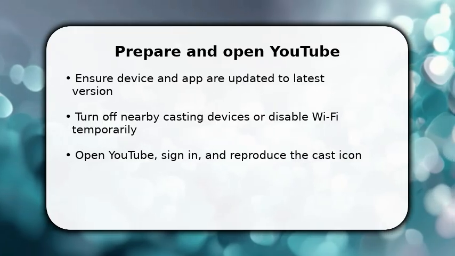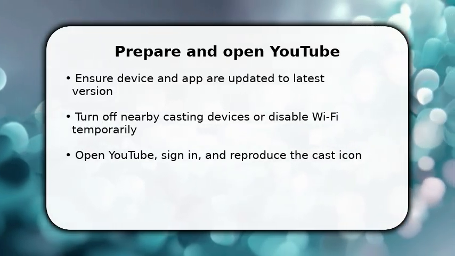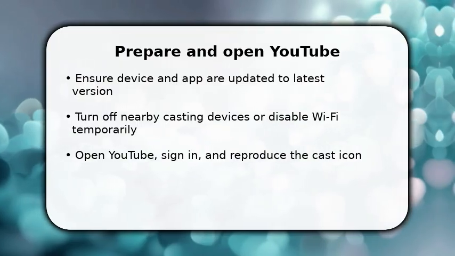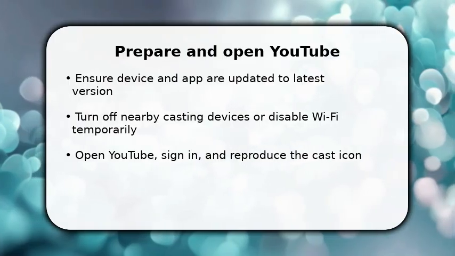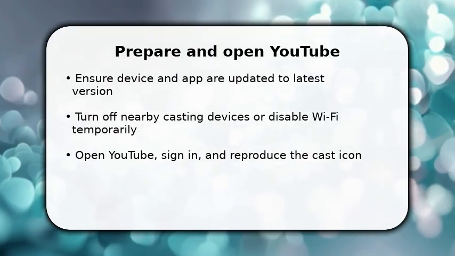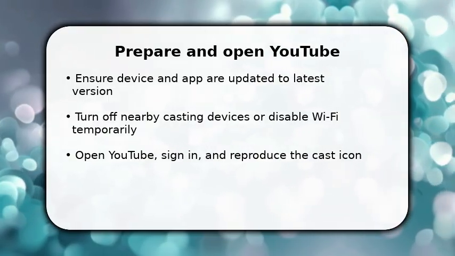You start by updating and opening YouTube on the device you want to change. You need to confirm the app and OS are current. Outdated software often keeps the cast icon visible. Once done, disable nearby casting devices or briefly toggle Wi-Fi so YouTube refreshes device discovery.